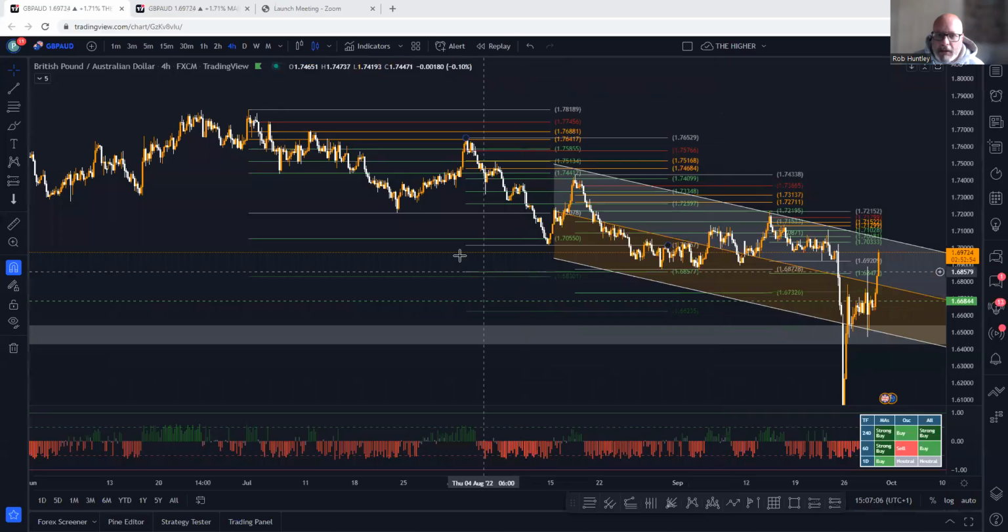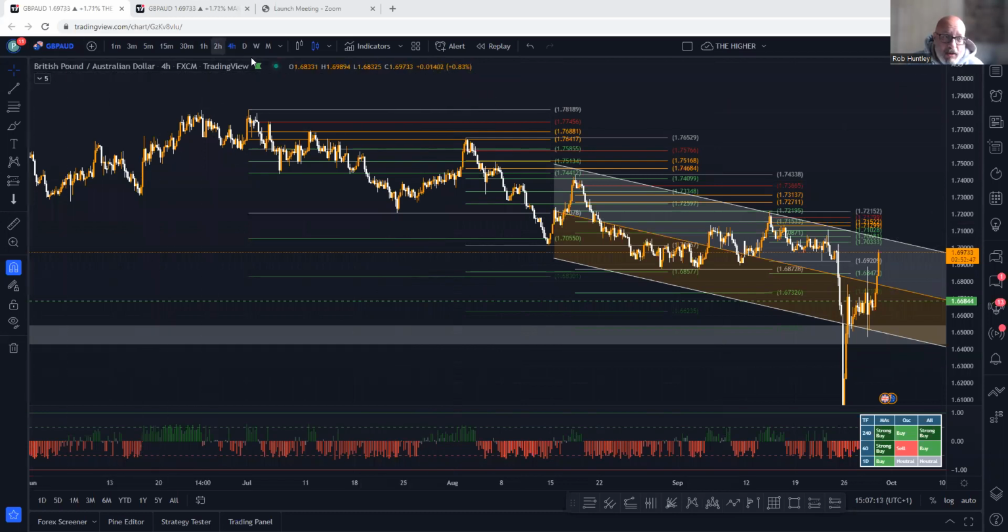And then I want to talk about today's activity, because today's been quite exciting. Anyway, let's share screen. Okay, so hopefully now you can see this is the pound Australian dollar.